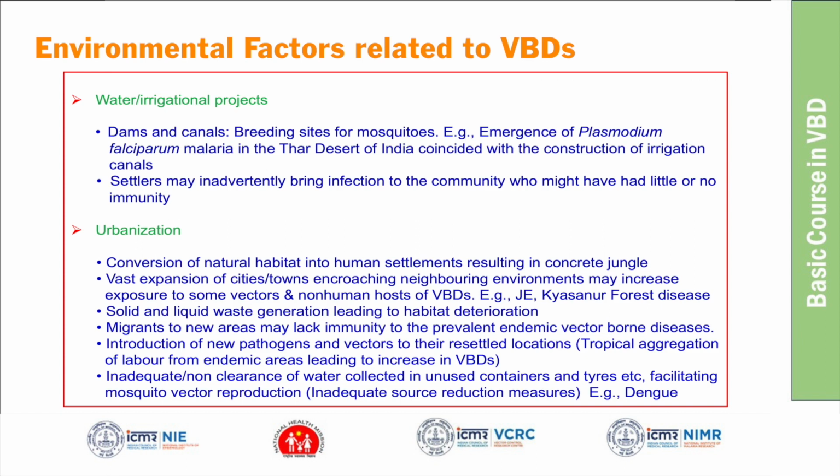And this urbanization also leads to solid and liquid waste generation, leading to habitat deterioration as well as pollution of the environment. Migrants, we all know that people for mega construction projects and flyover construction, migrants are coming from endemic areas, and they lack immunity to prevalent endemic diseases. In other words, they also bring in infections, and with the vectors, it can spread infections.